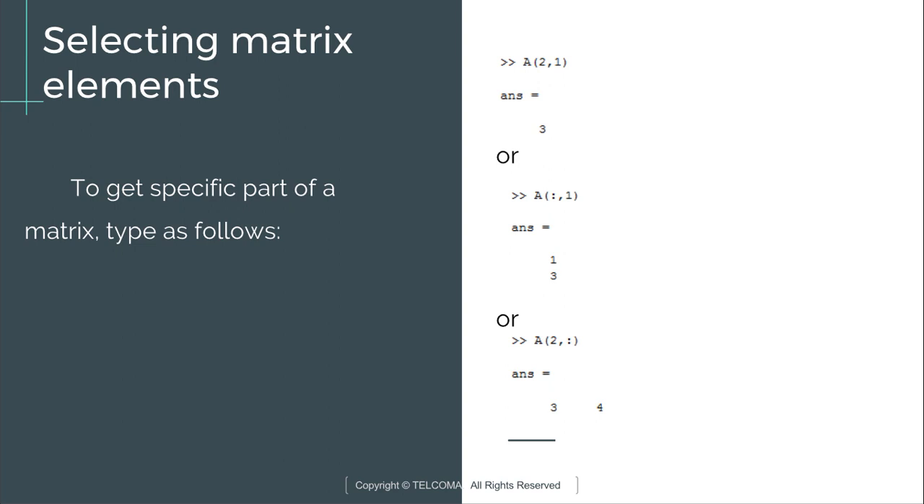And if you want to select the entire column, just write A and in parentheses, in the place of the row, use colon comma. If you want to select the first column, then write 1. If you want to select the second column, then write 2. Or if you want to select an entire row, just replace the column number with a colon. So it will be written as A and in parentheses 2 comma colon. If you want to select the first row, just write A in parentheses 1 comma colon.